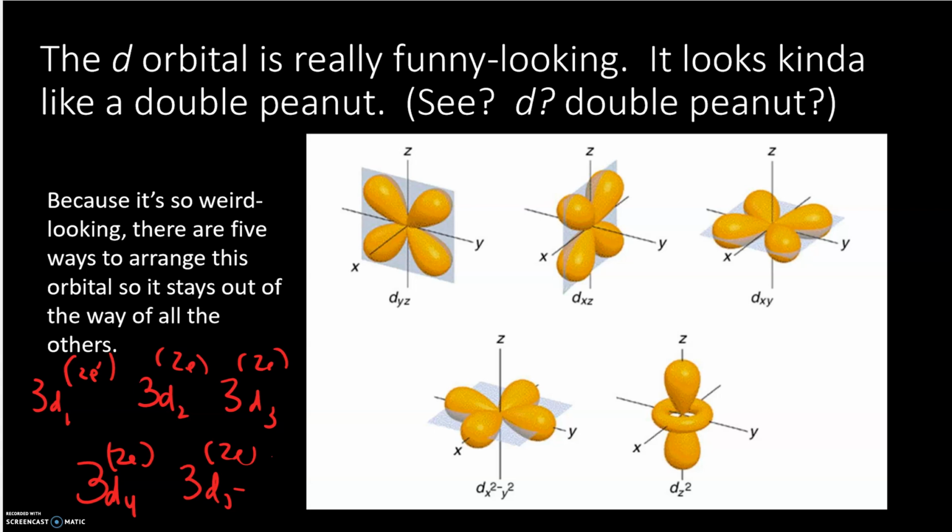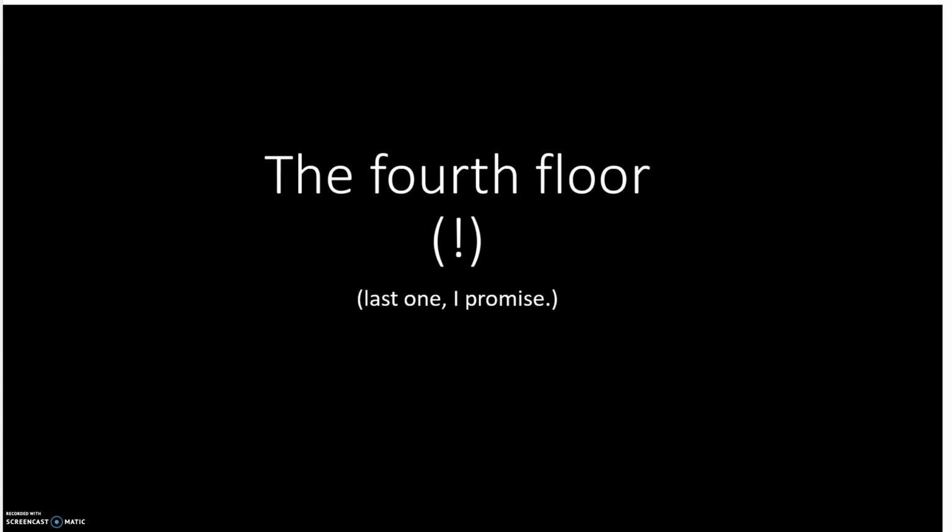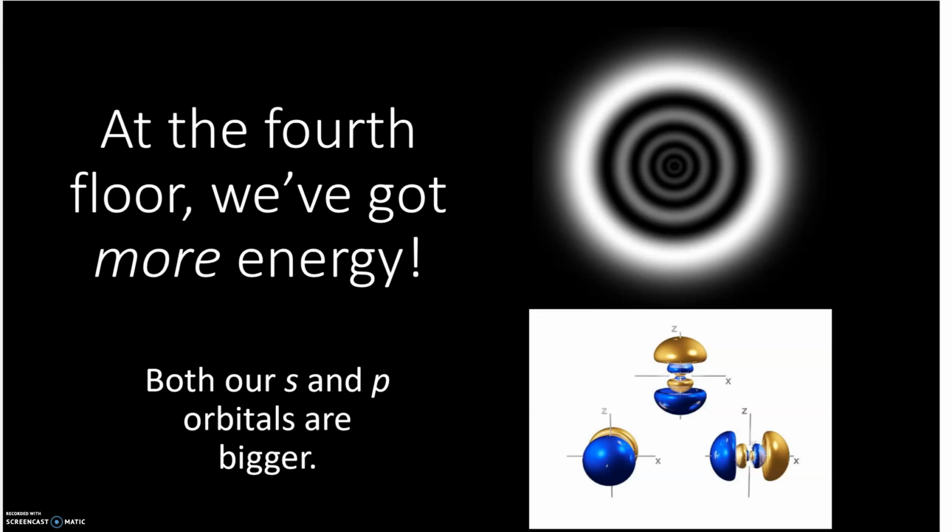Okay, you're ready to go to the last floor? Ladies and gentlemen, are you ready for the 4th floor? Last one, I promise. So here we are on the 4th floor. We've got even more energy. Here's our 1s, here's our 2s, here's our 3s. Well, our 4s orbital is even bigger. And we've got p-shaped orbitals, and they're bigger than the 3p or the 2p's. And they can each hold 2.